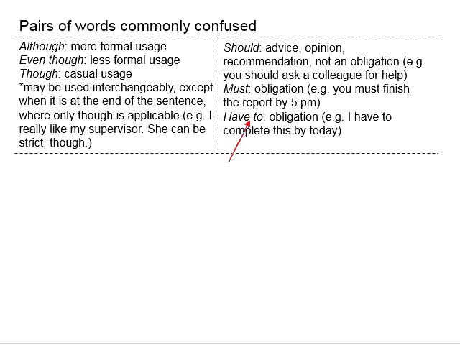And have to is also an obligation. I have to complete this by today. That means no matter what, I will have to finish it.